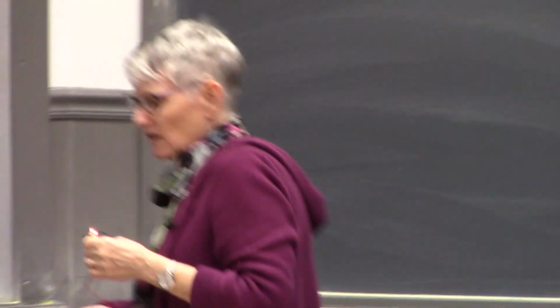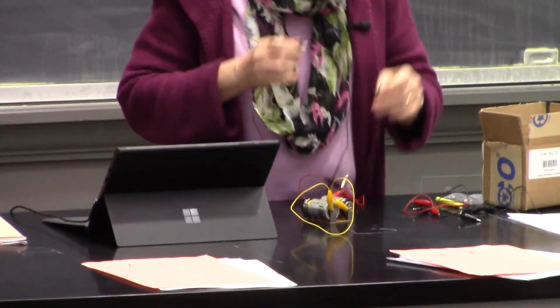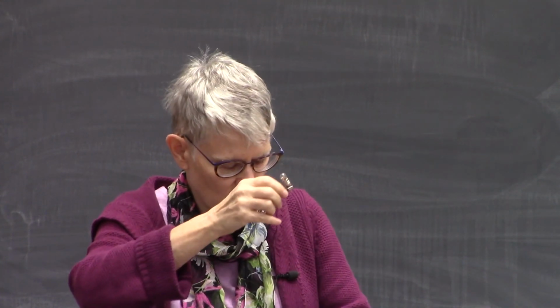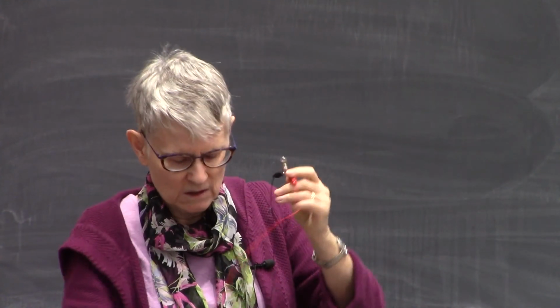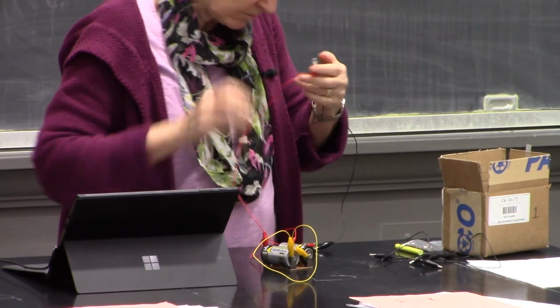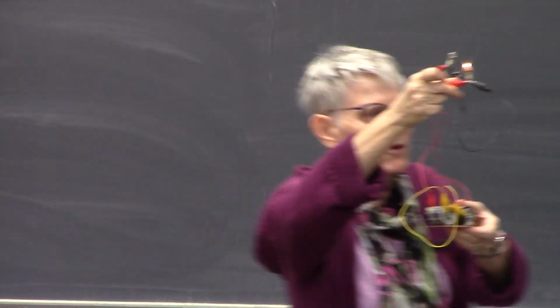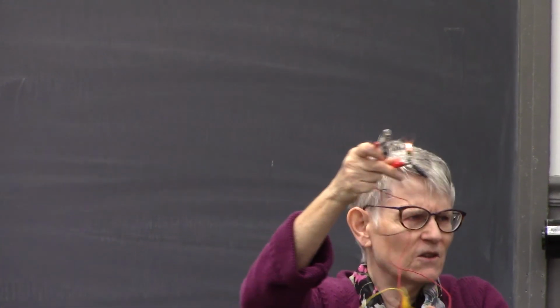But if I put them together in a series circuit, so the wire goes from the battery to the long bulb, and then to the round bulb, and then back to the battery, of which we have two, we see something fairly interesting. The long bulb is quite bright, and the round bulb is not bright at all. In fact, it's not lit.